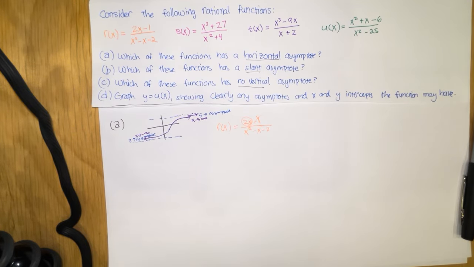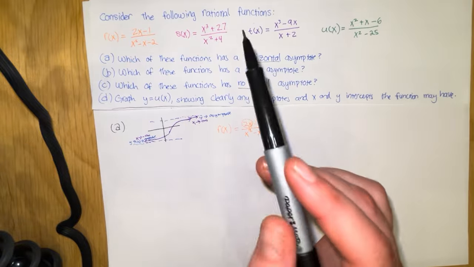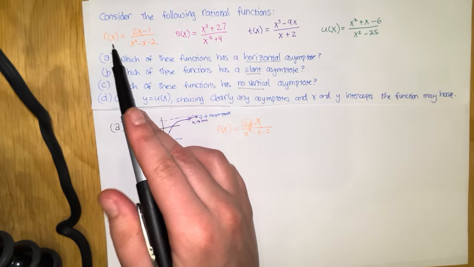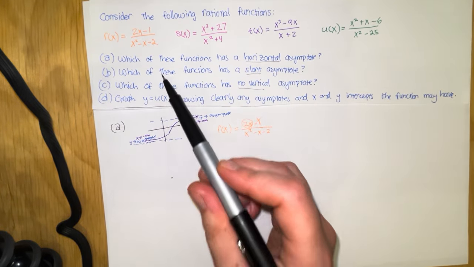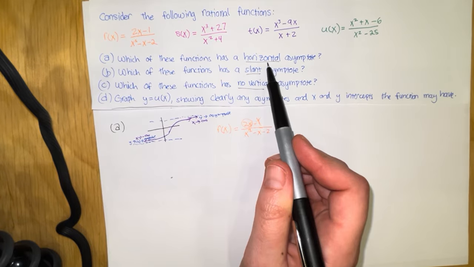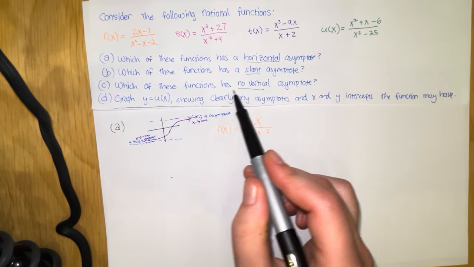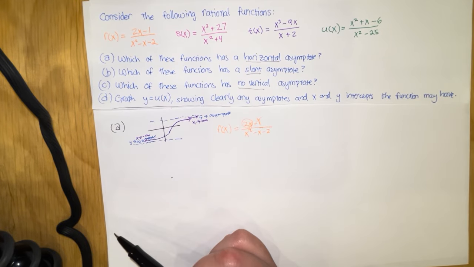We're asked to consider the following rational functions. So we've got rational functions, so they can be written as a fraction. So we've got r of x, s of x, t of x, and u of x. Which of these functions has a horizontal asymptote? Which of them has a slant asymptote? Which of them has no vertical asymptote? And we need to graph one of them.